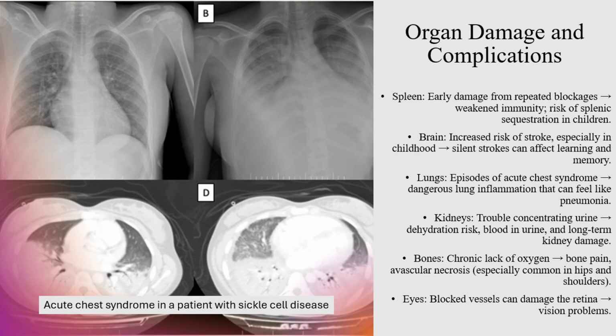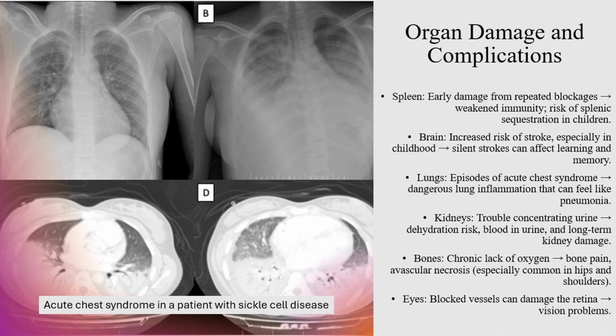Now, because sickle cell is a systemic disease, as we've discussed, it impacts multiple organs over time, mainly due to the repeated episodes of low oxygen and blood vessel blockages. Blocked blood flow in the brain increases the risk of stroke, especially in children, even without major symptoms. Many kids experience silent strokes, which can impact learning, memory, and attention over time. This is why routine screening with transcranial Doppler ultrasounds is so important.